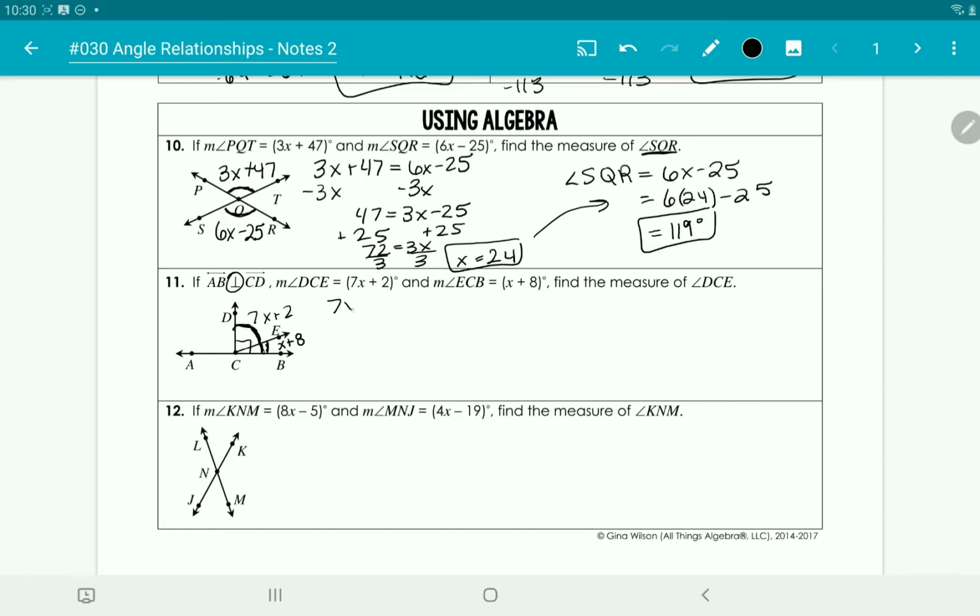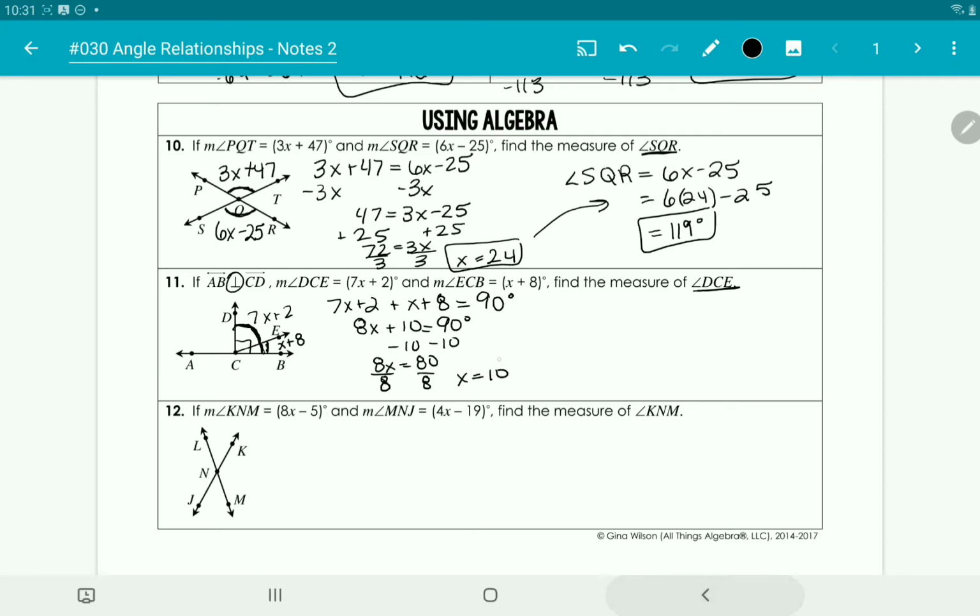So we write one of them, 7x plus 2, plus sign, write the other, x plus 8, equals 90. They add to 90. They give you a 90-degree angle together. 7x plus x gives you 8x. 2 plus 8 gives you 10. Equals 90 degrees. We can subtract that 10, giving us 8x equals 80. And then we can divide by 8, giving us that x is equal to 10.